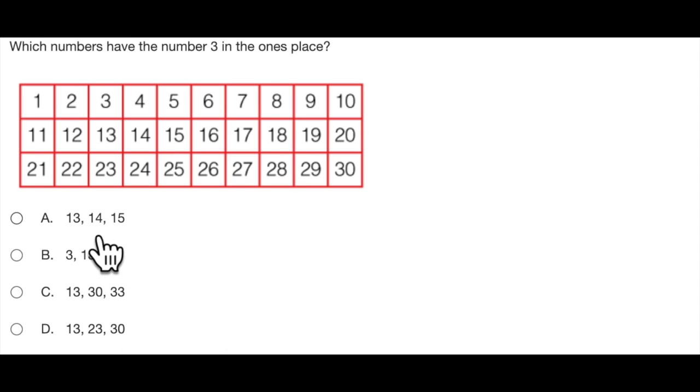This one, 13, has 3 in the ones place. 14 has 4 in the ones place. 15 has 5 in the ones place. One of those answers works, but not all of them. We need all of the numbers to have 3 in the ones place. Let's try this one. 3 is in the ones place. In the number 13, 3 is in the ones place. And in the number 23, 3 is in the ones place. We found our answer. Great.